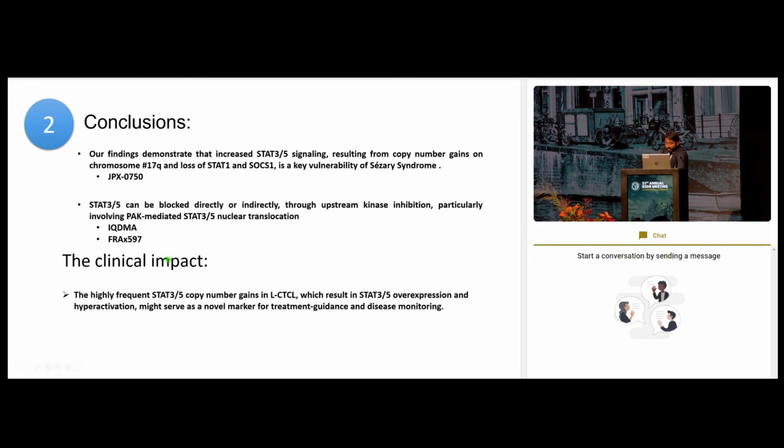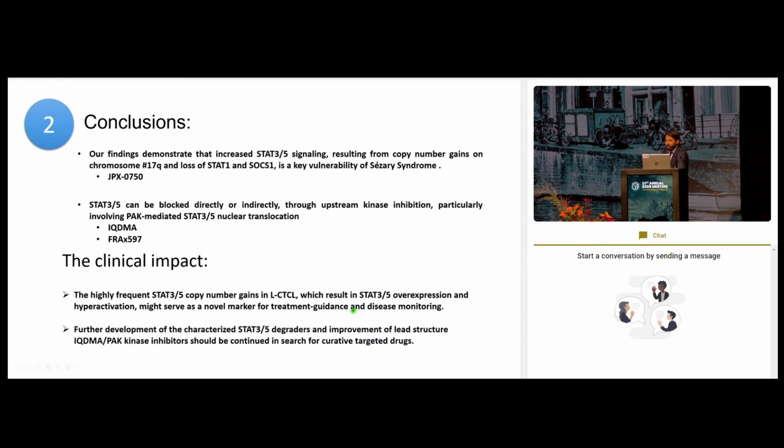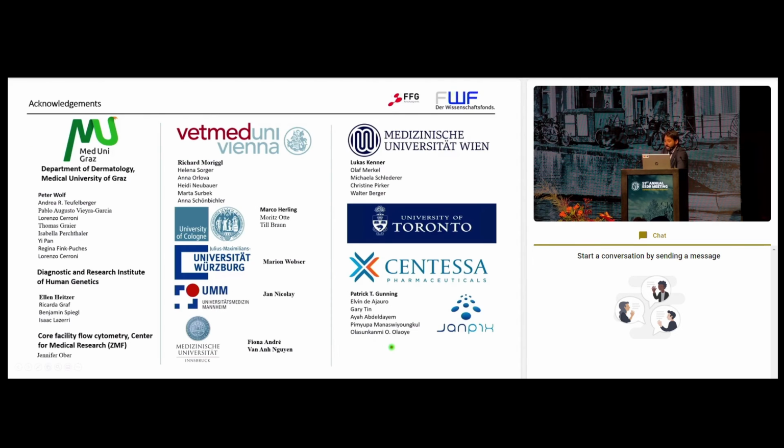So the clinical impact of our study is, as I was saying, the highly frequent STAT3/5 copy number gain in leukemic CTCL, which results from STAT3/5 overexpression and hyperactivation, might serve as a novel marker for treatment guidance and also disease monitoring in leukemic CTCL. And further, the development of the characterized STAT3/5 degrader like Janpix 750, and the further lead structure improvement for IQDMA or PAK kinase inhibitor, should be continued in research for curative targeted drugs.